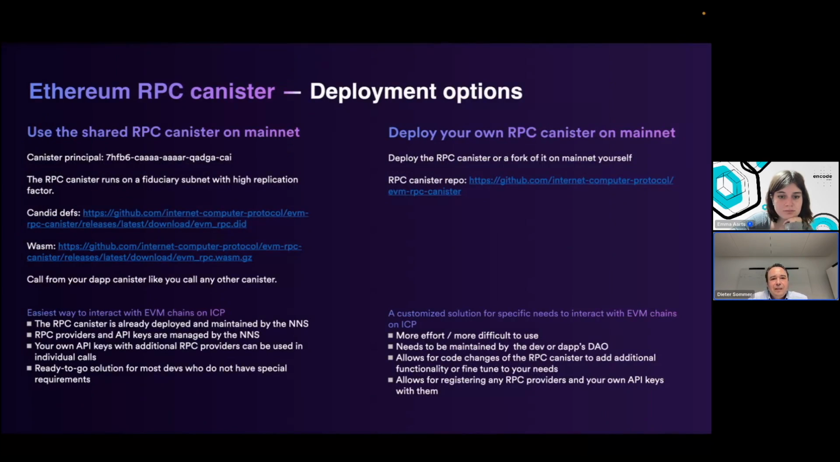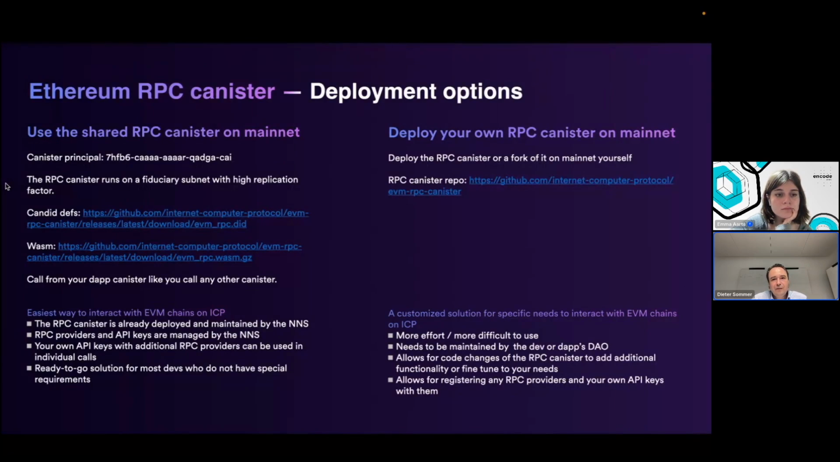So next up is deployment options. This Ethereum RPC canister has 2 deployment options. So one is to use the shared RPC canister that's available on mainnet and controlled by the NNS. I gave you the principal here and the Candid file and the WASM link of the latest ones. And this canister runs on a fiduciary subnet, so on a large high replication subnet, and it can be accessed by any canister on the Internet Computer. And you just call it like any other canister. So that's very easy to use.